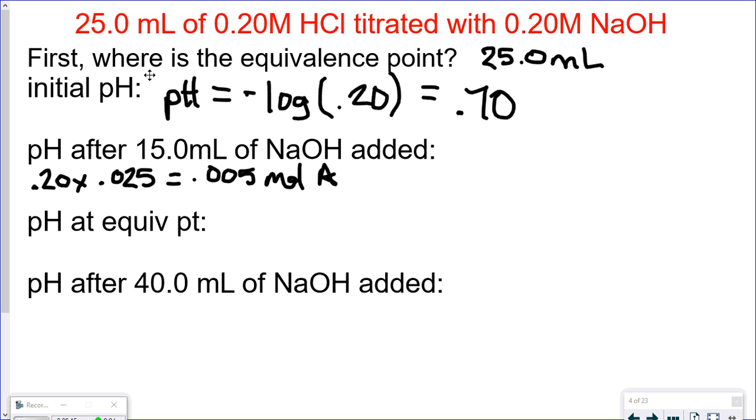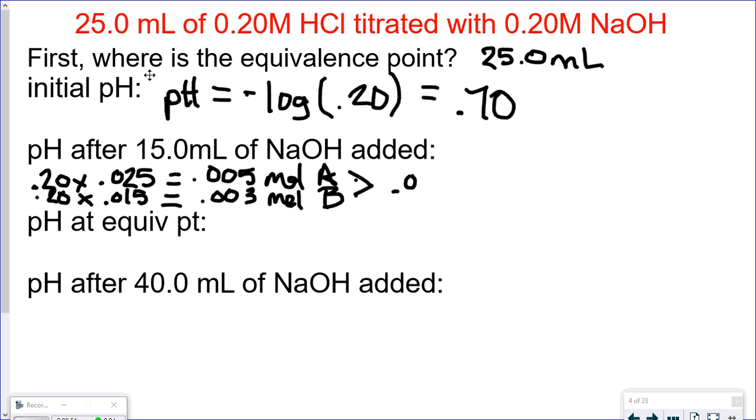We're going to do that same thing with our base. Our base, we have 0.20 molar times the volume of our base we're adding, so the 15 milliliters. That is 0.003 moles of base. So whenever we subtract these, we're going to end up with 0.002 moles of acid that has not been neutralized.